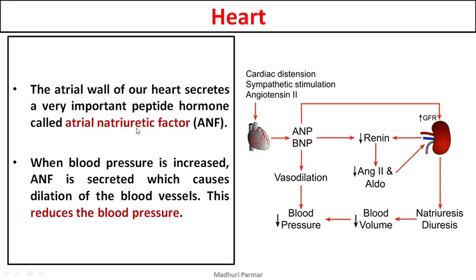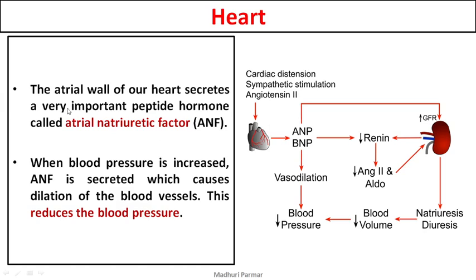Uretic, I had shown you, because it has to do with urine. So what is it talking about? It is talking about some factor, or some protein, which is secreted from the atrium of your heart. So atrial natriuretic: sodium in urine. Clear? So from the name itself you will be able to understand its function.